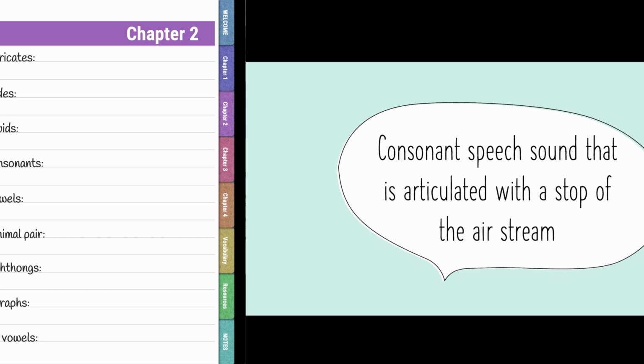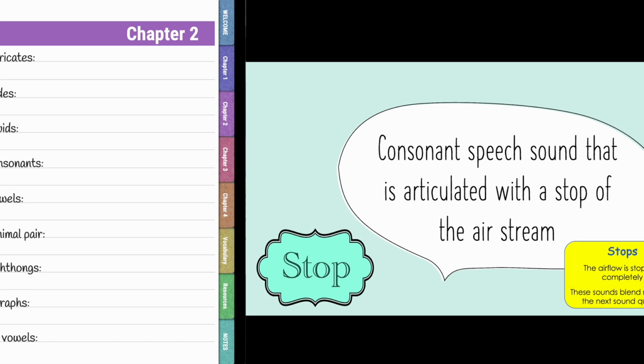A consonant speech sound that is articulated with a stop of the airstream: p, b, t, d, k, g. Those sounds explode out of your mouth. The air is stopped, or the sound is stopped completely. So the term we use for that is a stop. These are stops. That's the type of sound they are. So a kid-friendly definition might be that you are stopping the sound altogether. You're blocking it. You're ending it. It stops. That one tends to be pretty easy for the kids to get.